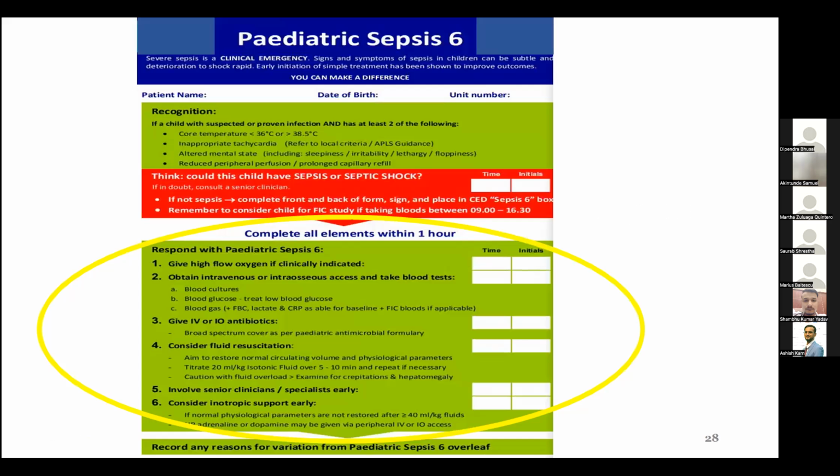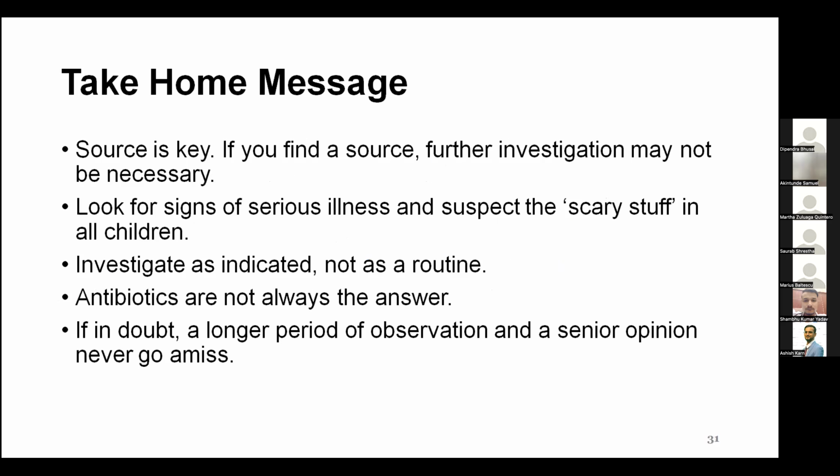And finally, these are my references and my take-home messages. For a sick febrile child, the source is key. If you find the source, further investigation may not be necessary. Look for any sign of serious illness and suspect the scary stuff in all children with any red or amber sign. Investigate as indicated, not routinely. We don't go for routine blood tests in the pediatric age group, only when indicated. Antibiotics are not always the answer for a febrile child. If there is any doubt, a longer period of observation and senior opinion never go amiss.